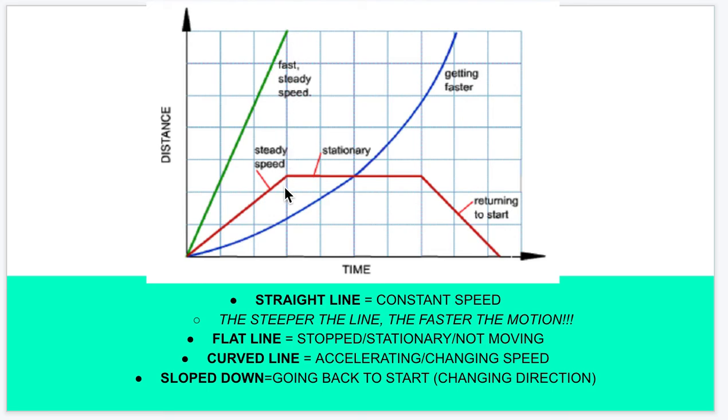A flat line, like we see here, means stationary, not moving. Remember to read it. 2 seconds, same. Curved line. We can see accelerating in this one. We're getting faster. It's not a constant speed anymore. It's not straight. You're getting faster. And then if we are going back down, we are returning to start. We're returning to our start, changing our direction, coming back home.